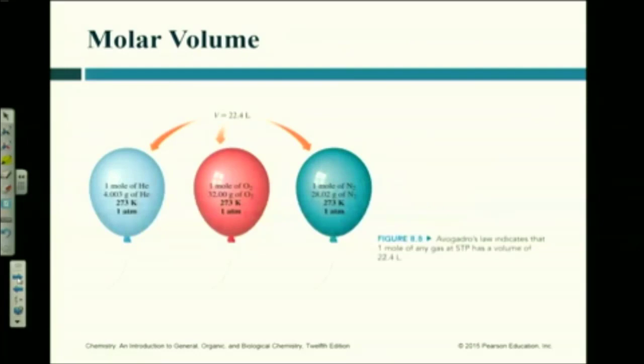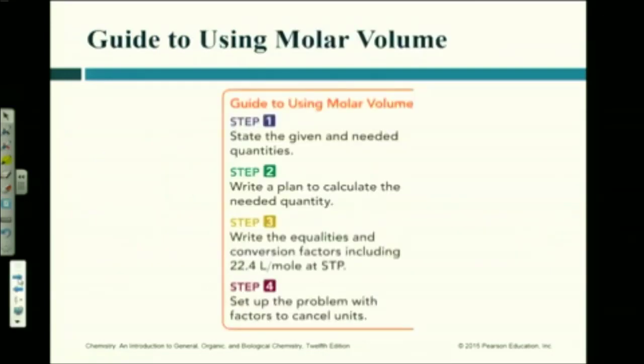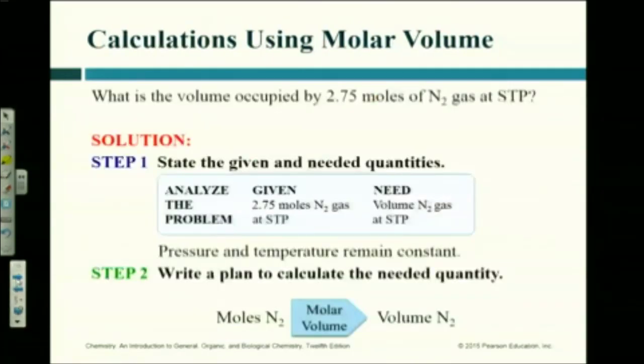Here we go. So it doesn't matter if you have 1 mole of helium, oxygen, or nitrogen. 1 mole of helium is 4 grams, 1 mole of oxygen is 32, and 1 mole of nitrogen is 28. The masses change, but the volume doesn't change because you're at standard temperature and pressure, okay? As long as you're at standard temperature and pressure, this holds true. Now, let's work a couple of conversion problems.